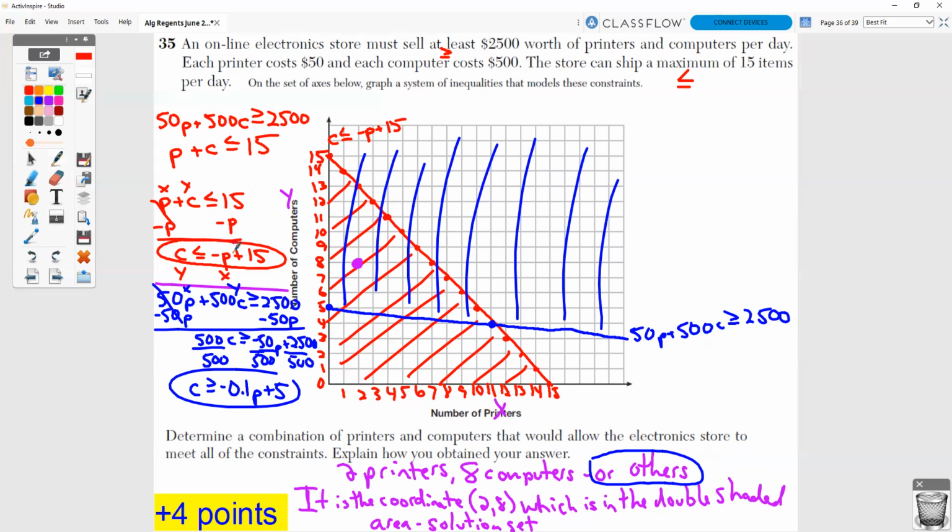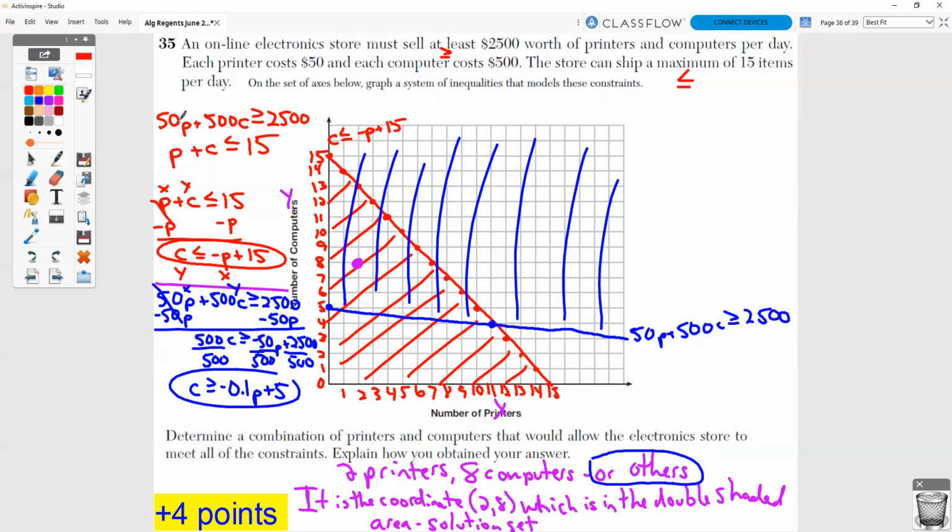So I'll do minus p and minus p. So I get negative p plus 15. So I type that into my y equals. I do second in table to find all these points. It is less than or equal to, so it's going to be a solid line and you're shading below.